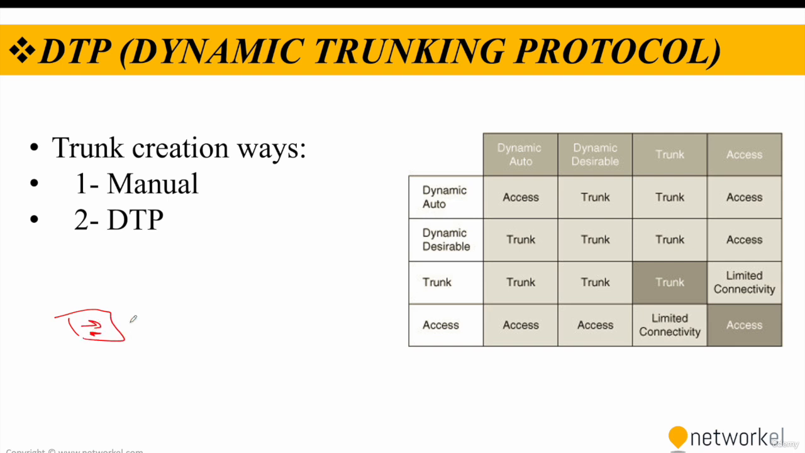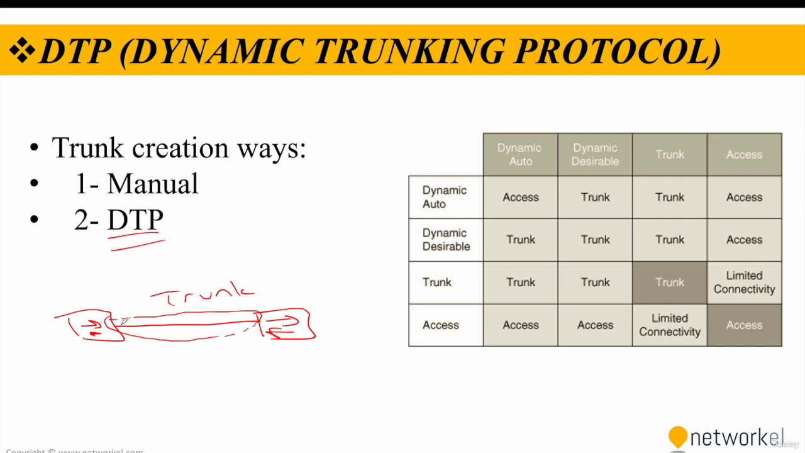So let's say I have 2 different switches. Switch 1 is connected to switch 2, and I would like to create a trunk link between these switches. Let's say this is going to be my trunk link. How can I create my trunk link? There are two ways. The first one is the manual one that I have showed you already, and the second one is by using DTP.